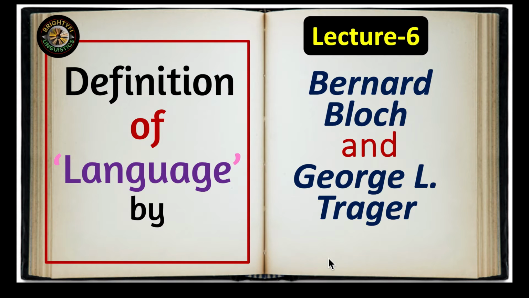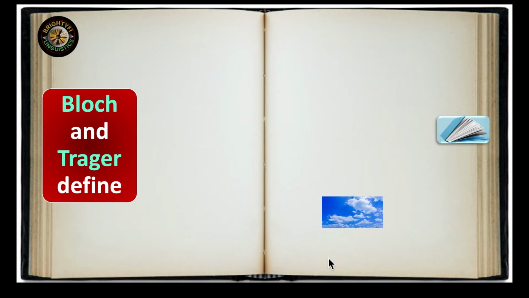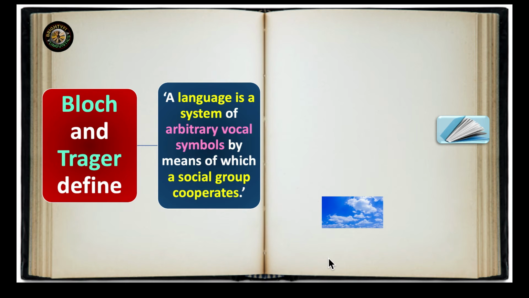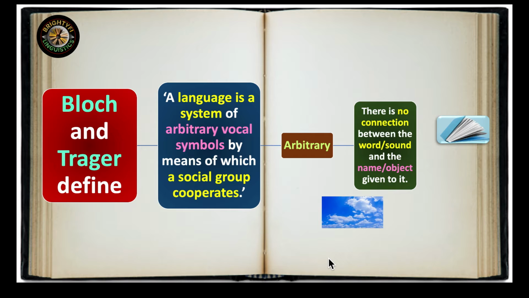Trager, Lecture 6. Bloch and Trager define a language as a system of arbitrary vocal symbols by means of which a social group cooperates. Here the first important term to understand this definition is arbitrary. What we call arbitrariness in linguistics is the central part of discussing language. And what is arbitrary? There is no connection between the word, sound, and the name or object given to it.